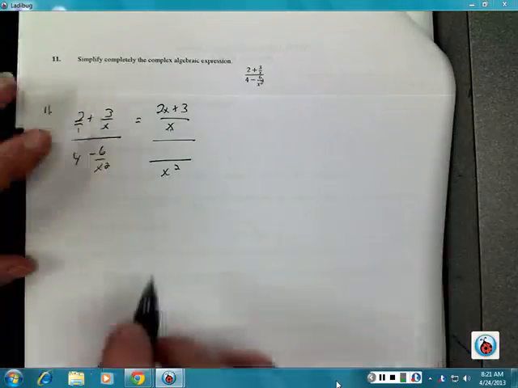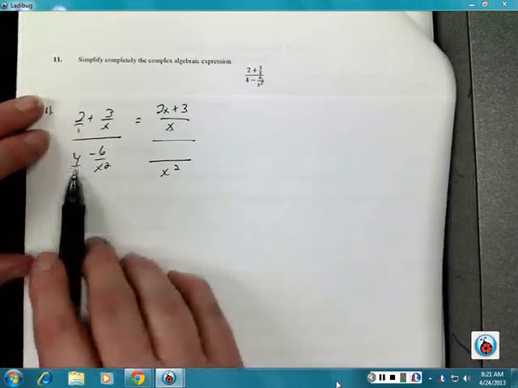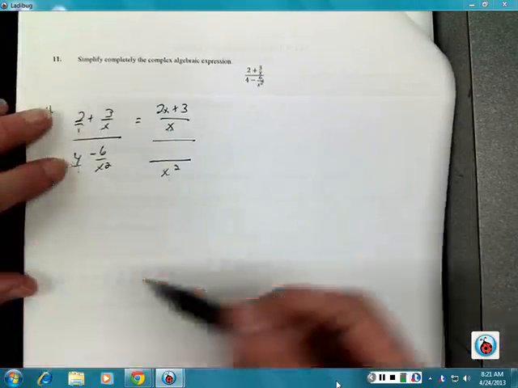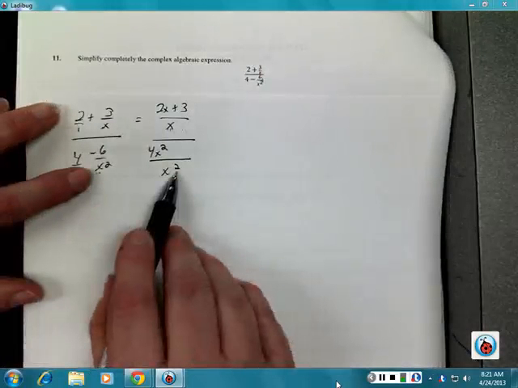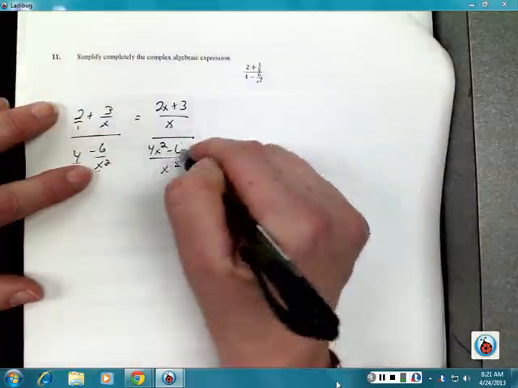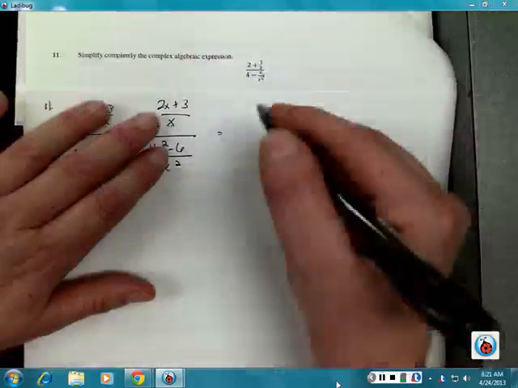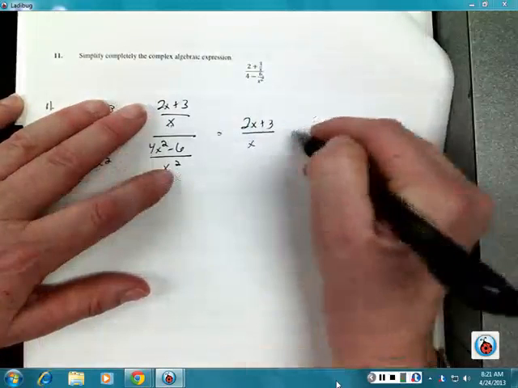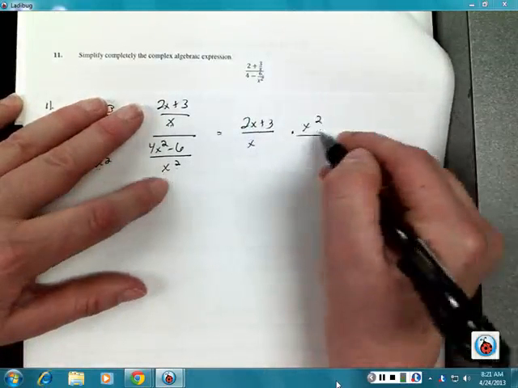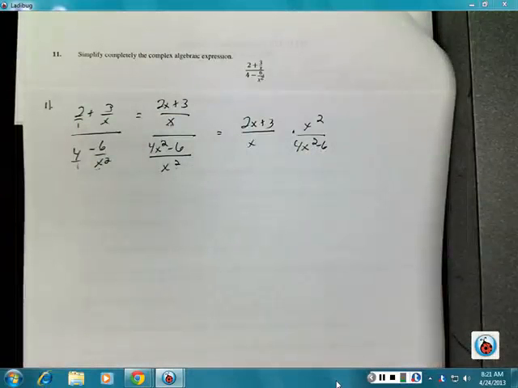So then what happens with this one? 4 is over 1. So 1 goes into x squared times x times 4 is 4x squared. X squared is itself. 1 times 6 is 6. Now I have something that looks like what I just finished on the other side. So now I can take this and take 2x plus 3 all over x, flip my bottom, and come up with what my solution would be.